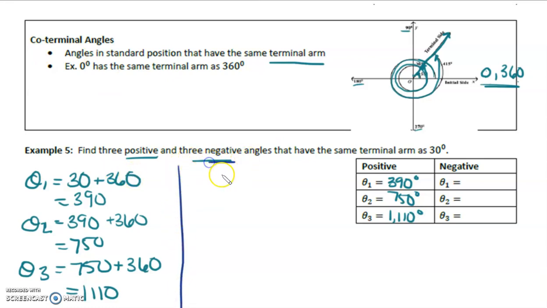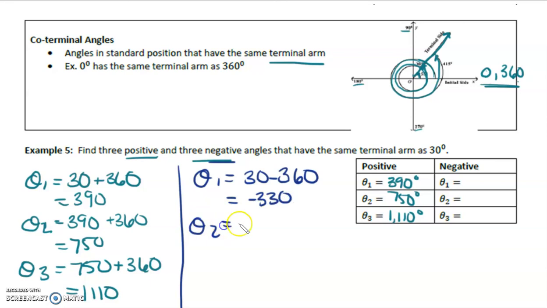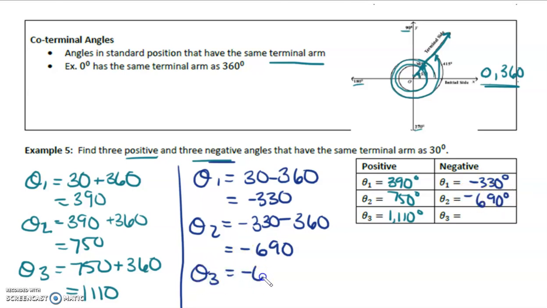What about negative angles? For the first negative angle, we're going to take 30 and subtract 360 degrees, and we get negative 330. Now we're going to take that negative 330 and again subtract 360 degrees, and we get negative 690. Then for the third negative theta, we're going to go from negative 690 again around the circle. We subtract 360 degrees, and we get negative 1050.